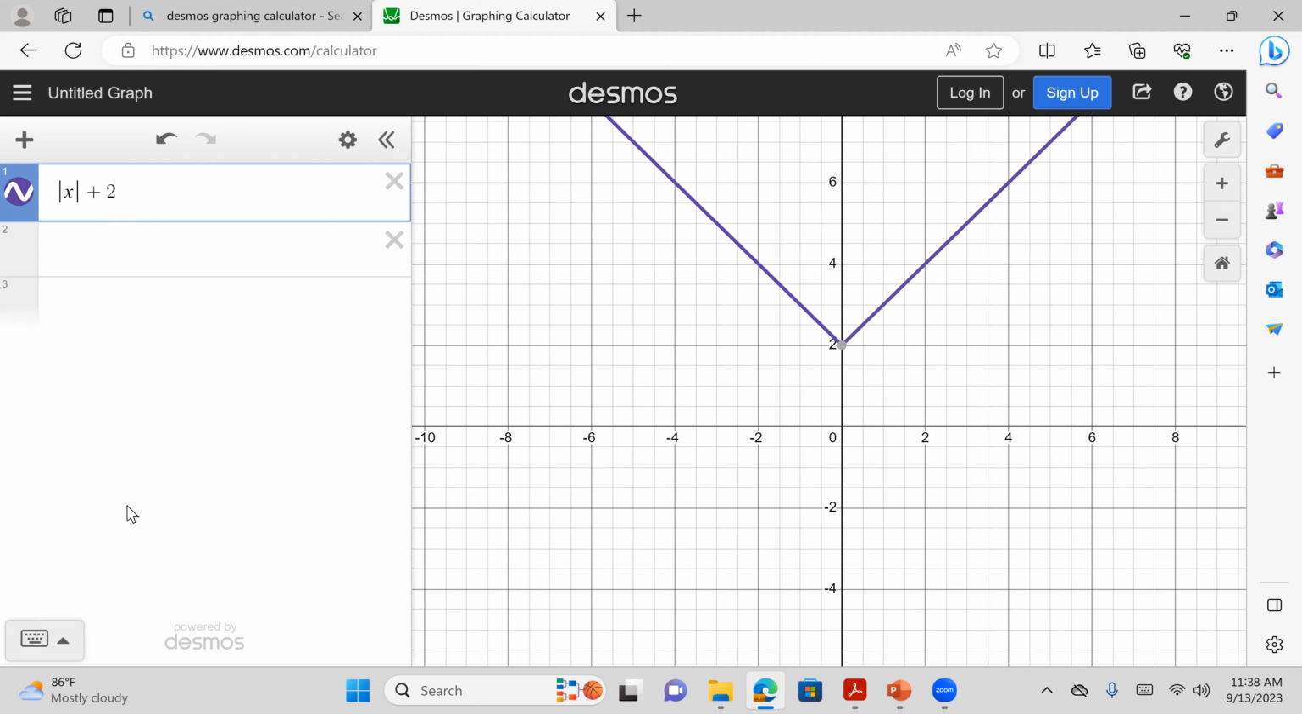Did my vertex change? My vertex is now right here. So my new vertex is 0, 2. What's my axis of symmetry? x equals 0. Okay, so guys, when it doesn't move left or right, your axis of symmetry doesn't change. Okay, so what about my range? What's my range now? Here's the bottom.